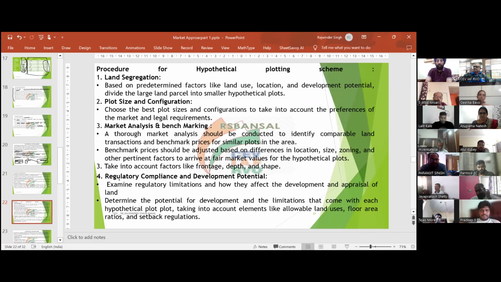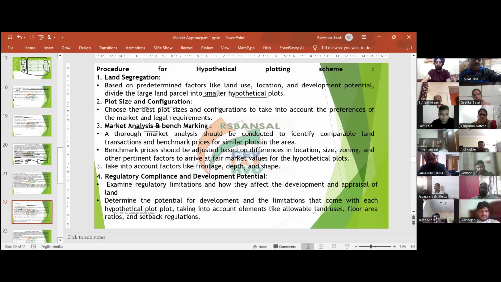So the procedure we have already discussed: first you will segregate the land based upon the predetermined factors like land use, location, development potential. Divide the large land into smaller hypothetical plots. You may have some residential plots, some commercial plots, some other types of plots, SEO, SAF. Then you have to check plot size and configuration. What should be the plot size that you will be able to sell? What should be the size of the commercial plot?